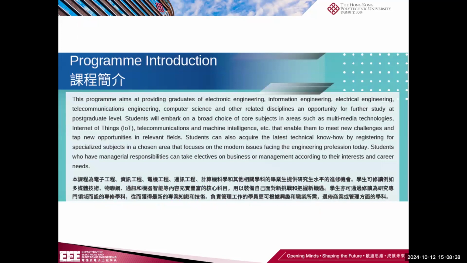I will not repeat this sentence, but the key point here is that our program tries to provide you with electrical, electronic, and also information knowledge. We combine hardware and software in our program. If you go to another department, you may only study software. In our department, in the MSc in EIE, you also study AI. You also study signal processing.